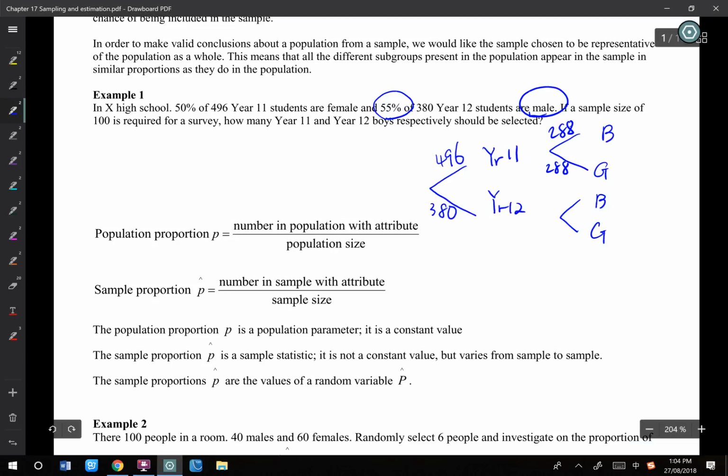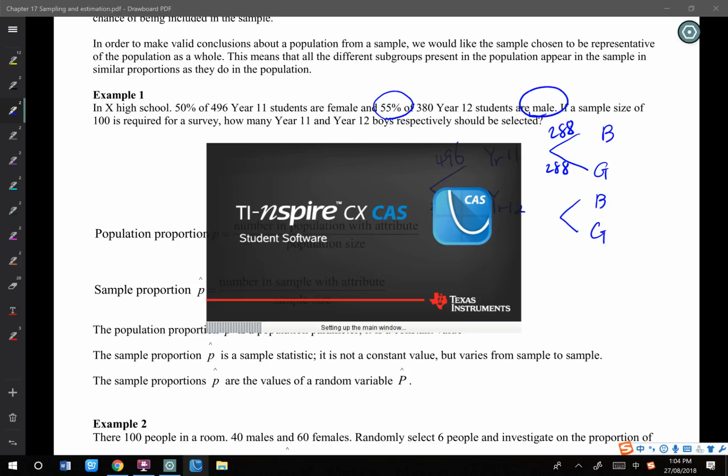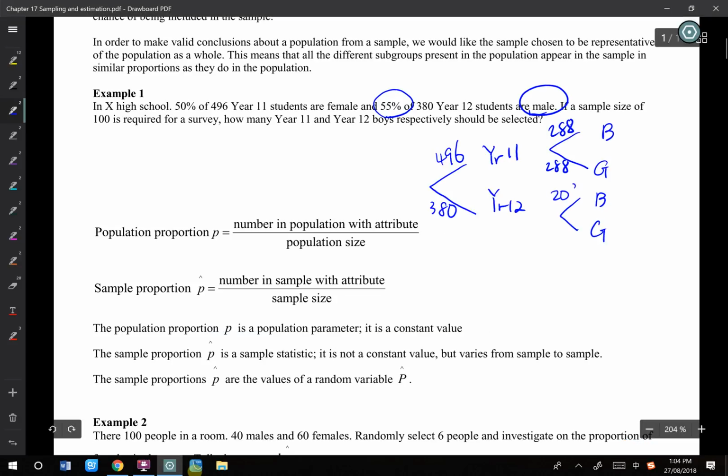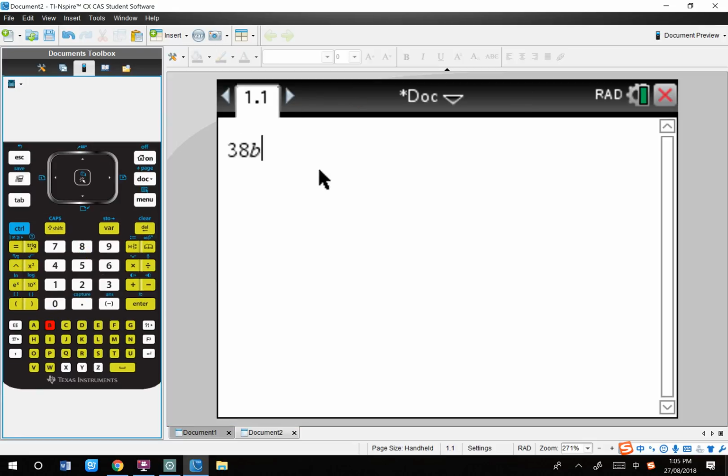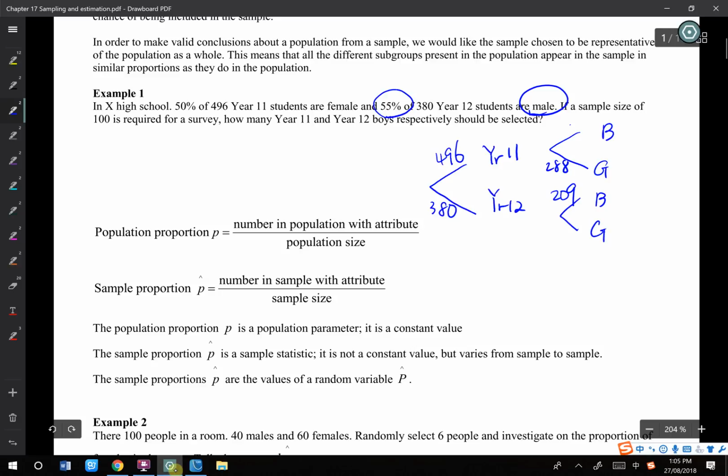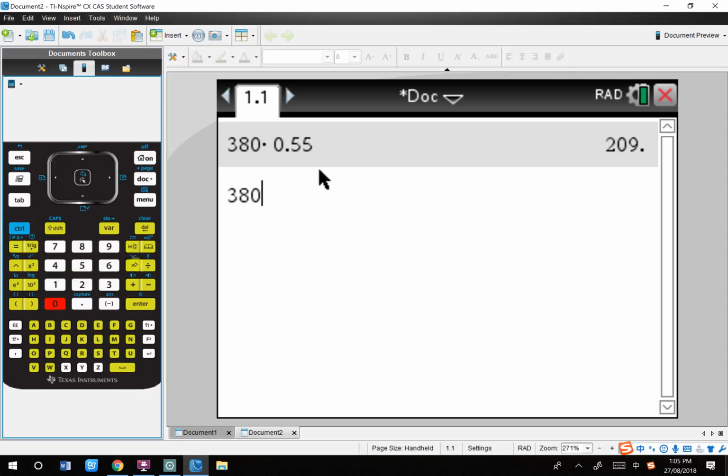Where's my calculator? 209. Let me have a look. 380 times 0.55 is 209. I can't do simple math now. 209 for that, and 380 times 0.45 is 171.